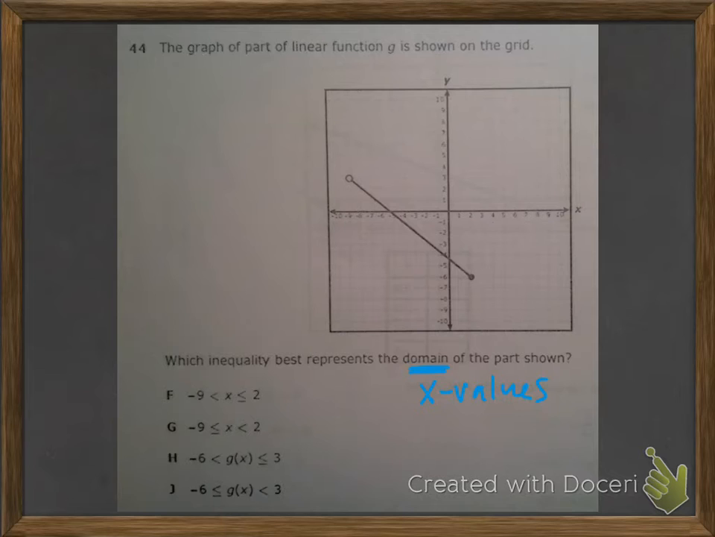So first of all, if I look at my answer choices, I see x on F and G. H and J have g(x). g(x) is like y. That would be what I would want to see if I was looking for the range. Range is my y. So now I've narrowed it down to F and G. So let's look at our graph.